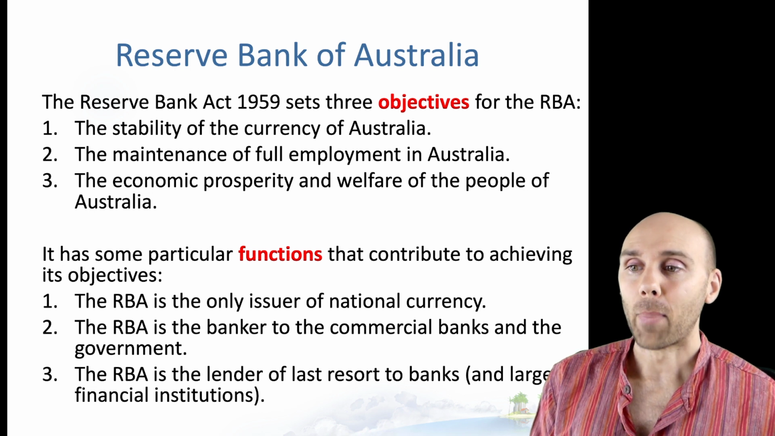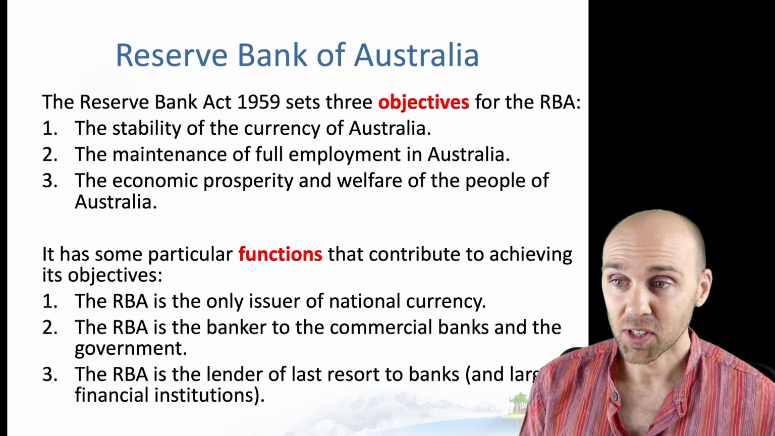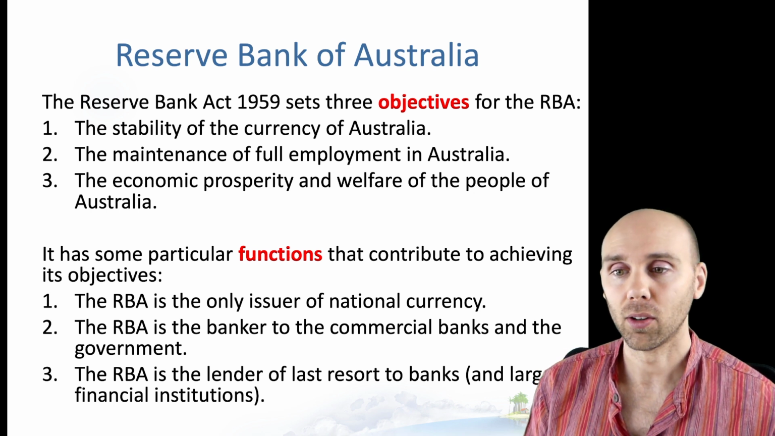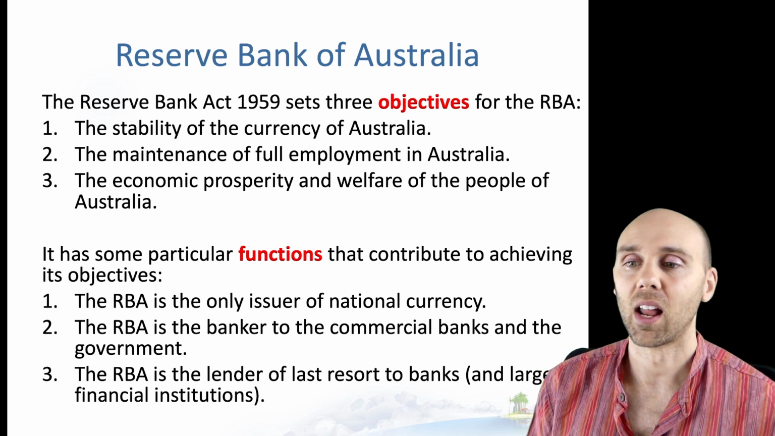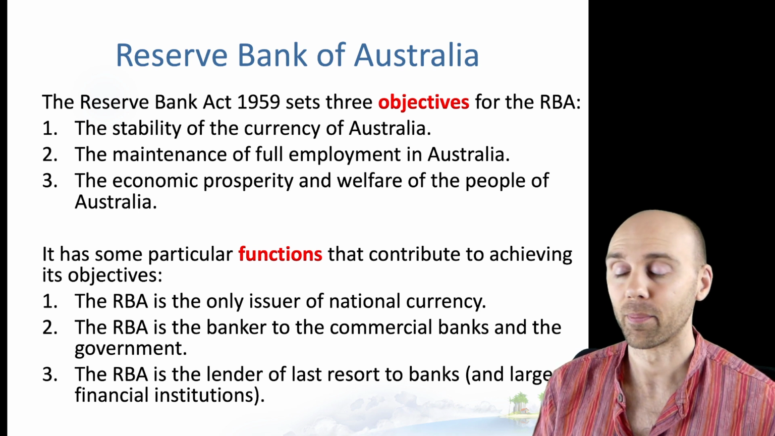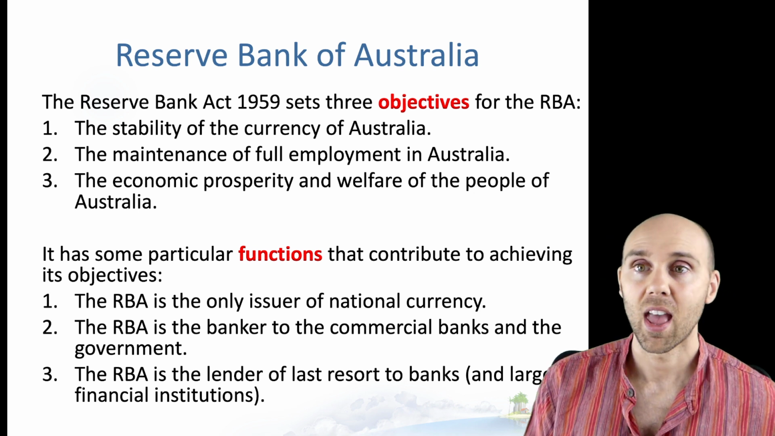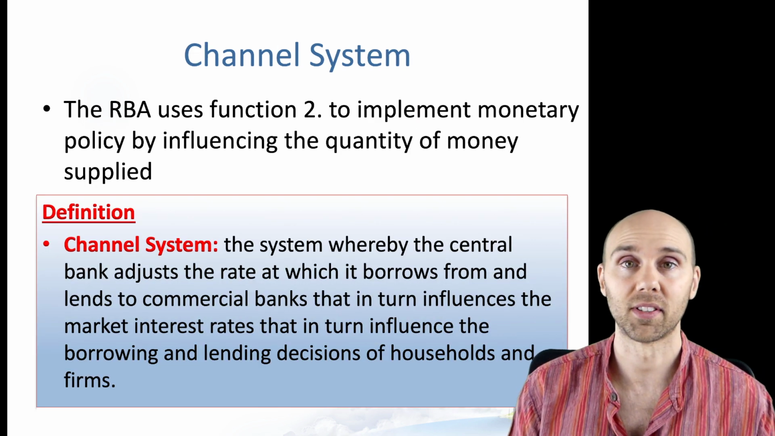It is the banker to the commercial banks and to the government. Obviously, the banks have to have their own bank that they can go to. And it is a lender of last resort to the banks and large financial institutions, which is going to be important when we talk about setting the interest rates. And it sets these interest rates by way of the channel system.